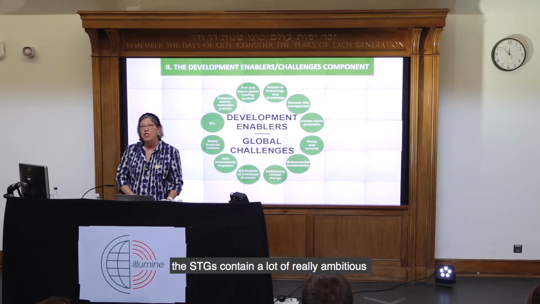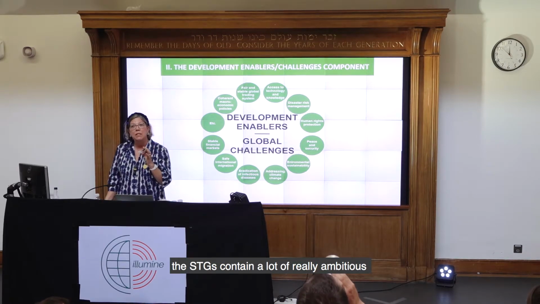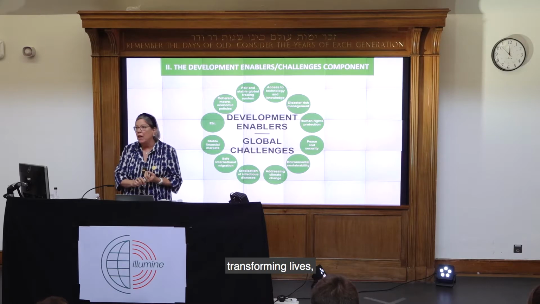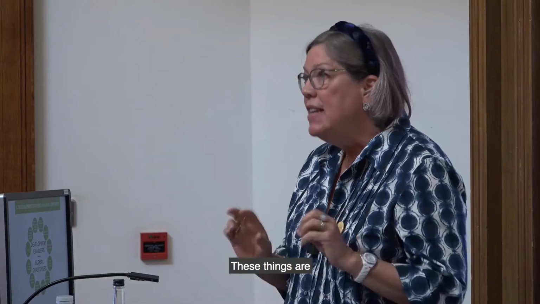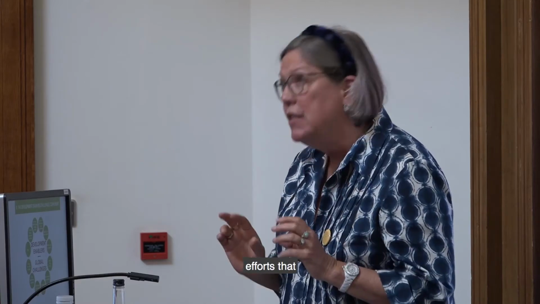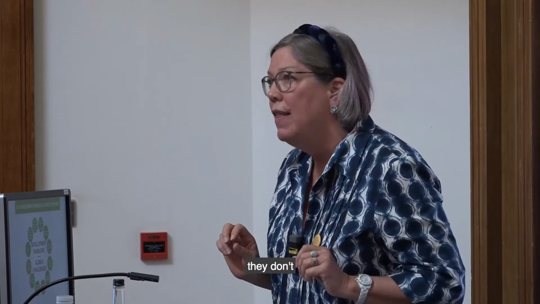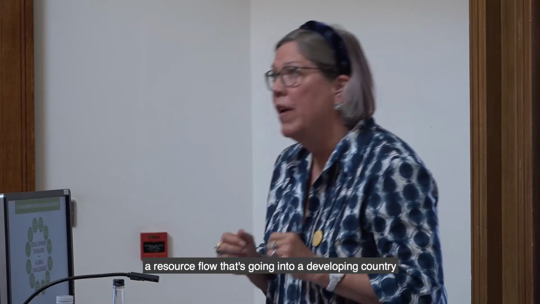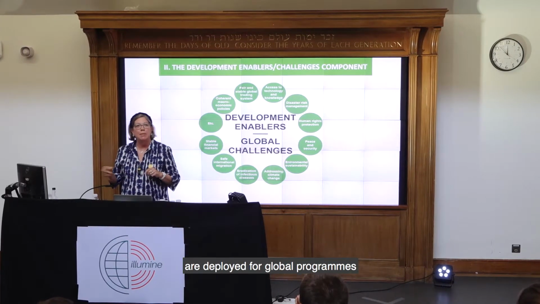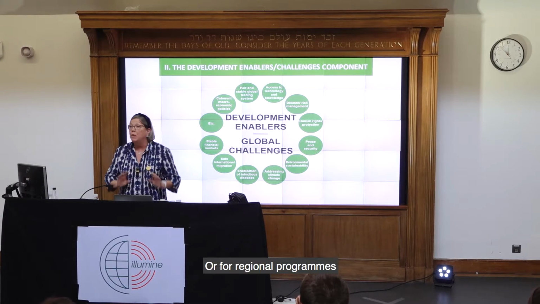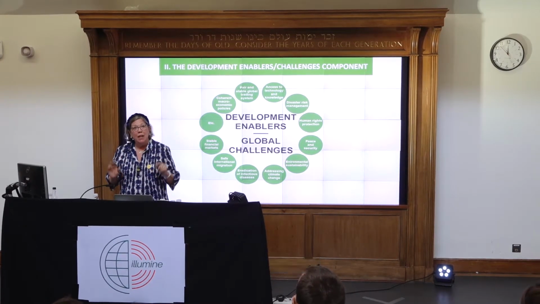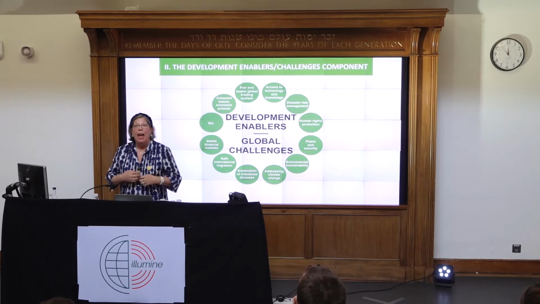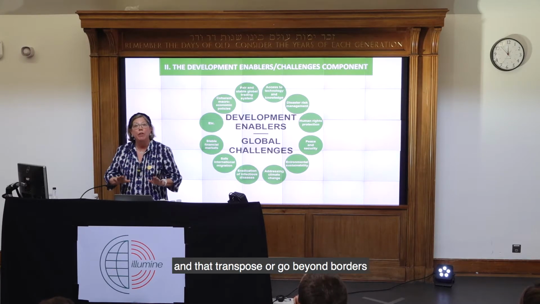In a sense, the SDGs contain a lot of really ambitious aspirations about trying to improve inequality, transforming lives, governance, et cetera. These are efforts that are broad. They don't come reduced to a resource flow that's going into a developing country. Many of these resources are deployed for global programs or regional programs, because global public goods are things that help or hinder development and that go beyond borders.